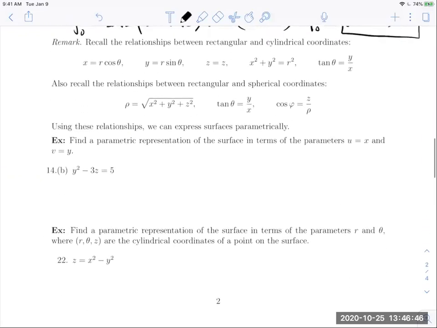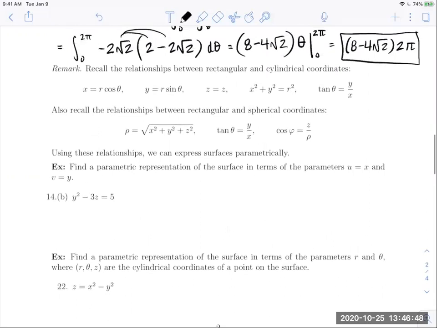So what we'd like to do next is use those relationships to express surfaces parametrically that are given in rectangular coordinates. So for this first example, I want to find a parametric representation of the surface in terms of the parameters u equals x and v equals y. So we have 14b here. I'm going to start just by stating u equals x, or in this case, x equals u, and v equals y, or y equals v.